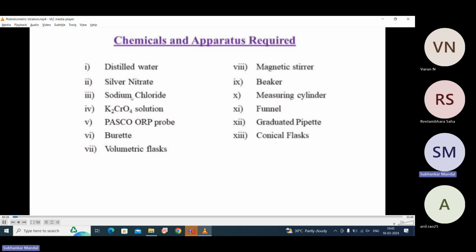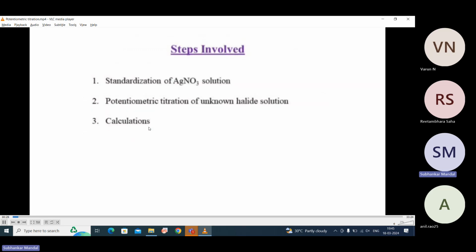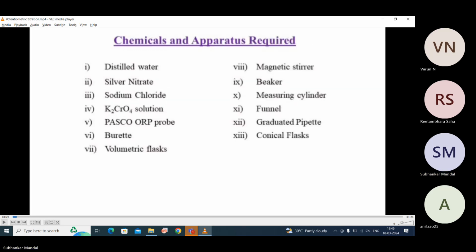So you need distilled water, silver nitrate, sodium chloride, potassium ferricyanide, and the PESCO ORP probe. This is basically the electrode. Whatever we discussed in the class, the glass electrode, not glassy carbon, this is that kind of electrode. We'll see that part. And a burette, volumetric flask and all these things.